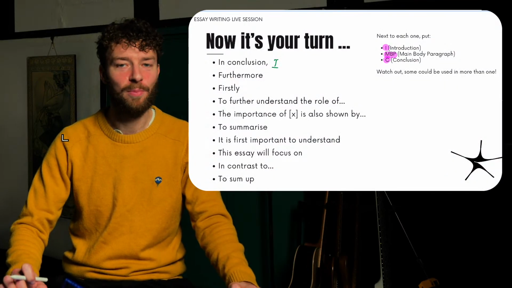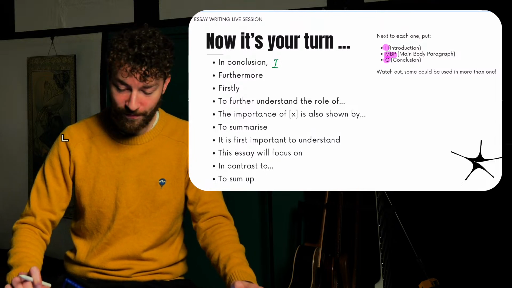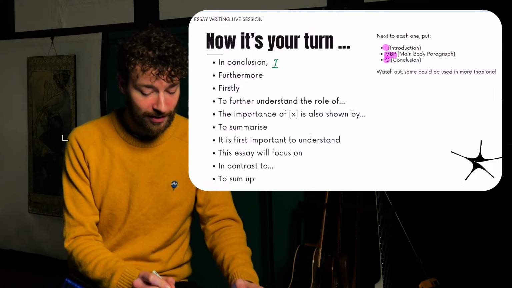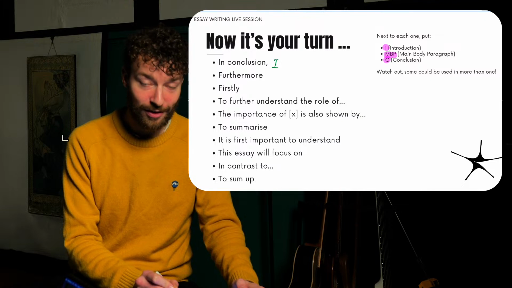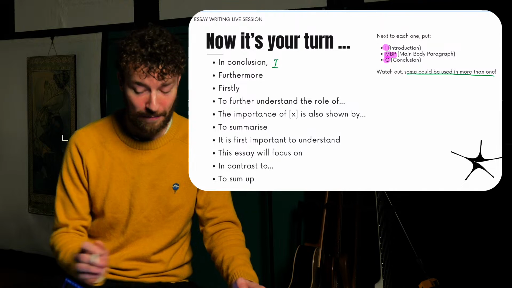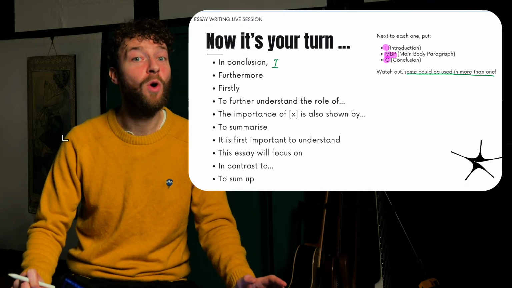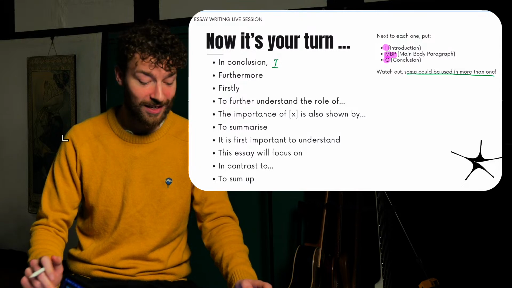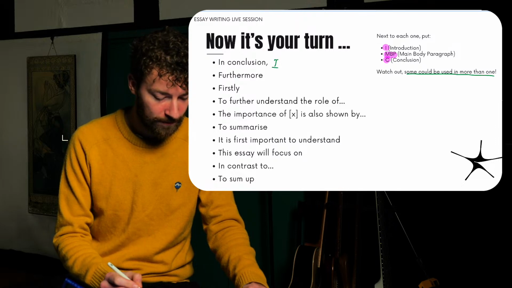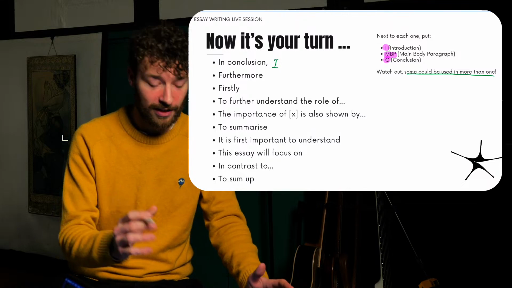Okay, and we're back. I told you it was a quick 2 minutes. So, how did you get on? I don't know if you noticed this little thing in the corner of the screen, but there were some trick ones. There were some trick ones because they could be used in more than one of the parts of the essay. So we're going to go through those quickly. Now, let's have a look. So in conclusion, obviously that's going to be in the conclusion.